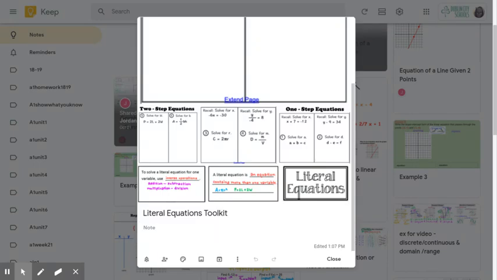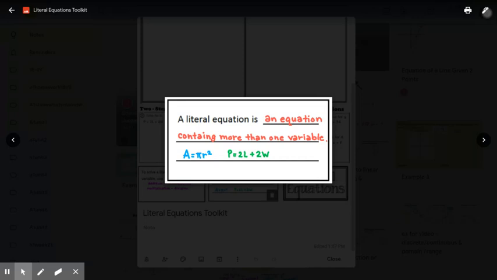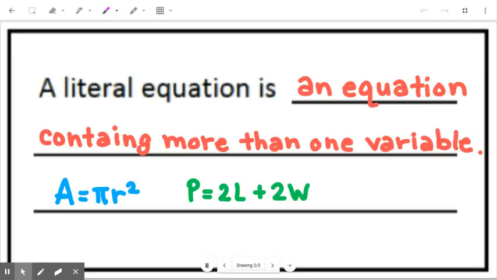So, the first thing we need to know is what is a literal equation? And I have that filled in here. A literal equation is an equation that contains more than one variable. So, some great examples are formulas. In math, we have formulas like area. Area is pi r squared. You can see that there are two variables, one with the r and one with the a. So that makes this a literal equation.